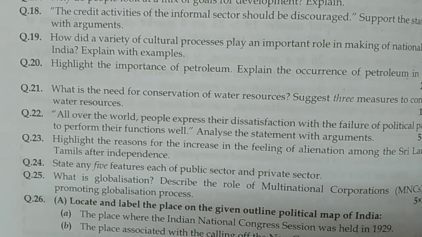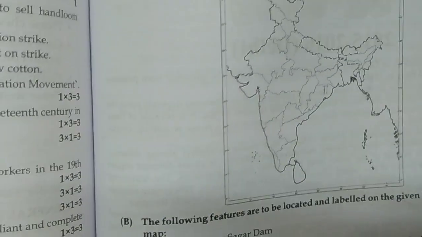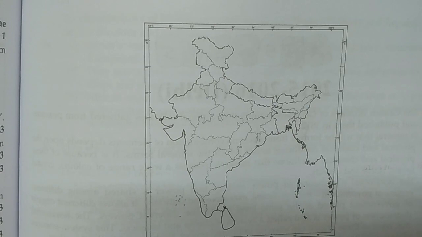And now question number 26 is map based. It's given that locate and label the place on a given outline map of India. As I have been telling you, this is the same pattern where you have to answer. So the place where the Indian National Congress session was held in 1929, or the place associated with the calling of the non-cooperation movement. So in the map you have to mark all these things. The map is given here, you can see clearly. After that we will move on.